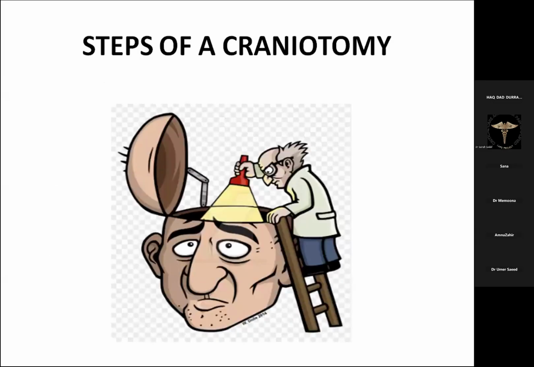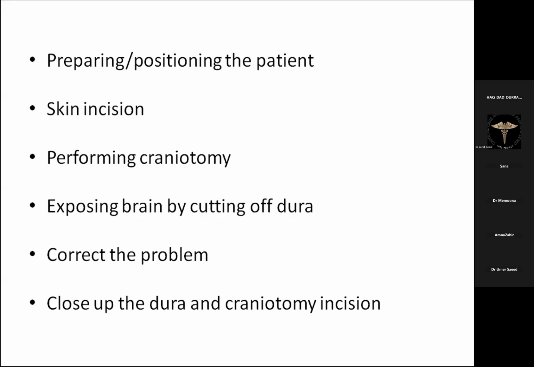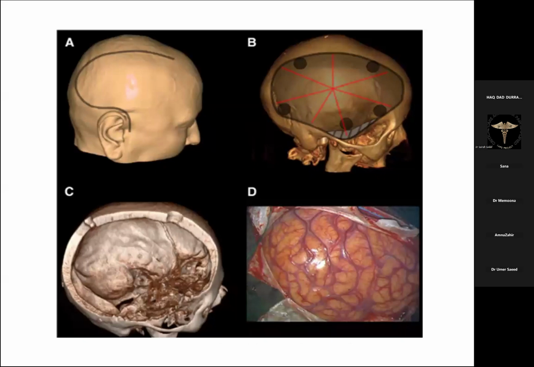Whatever the indication, the steps of a craniotomy usually include preparing, positioning the patient, making the skin incision, opening up the skull, exposing brain by cutting off dura, correcting the underlying problem, and finally closing up the dura and the craniotomy incision. So it may seem straightforward, but the associated challenges, not just from the surgical point of view, but from the anesthesia point of view, makes this procedure a high-risk one.